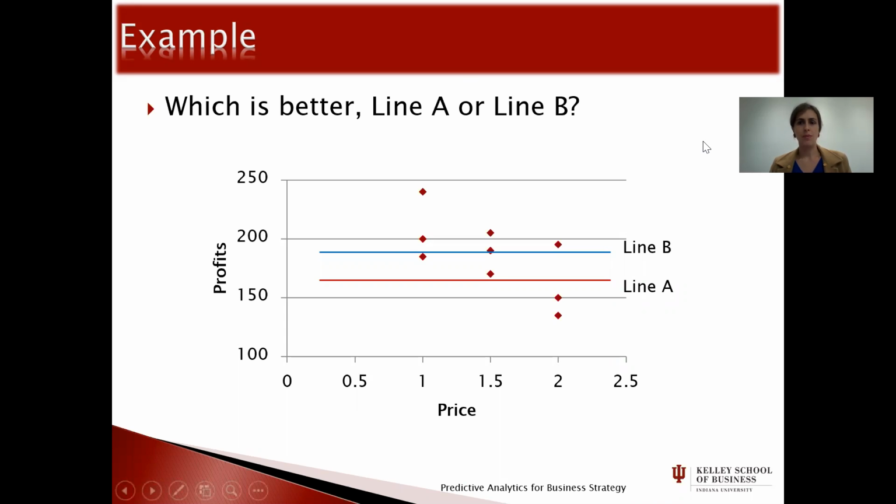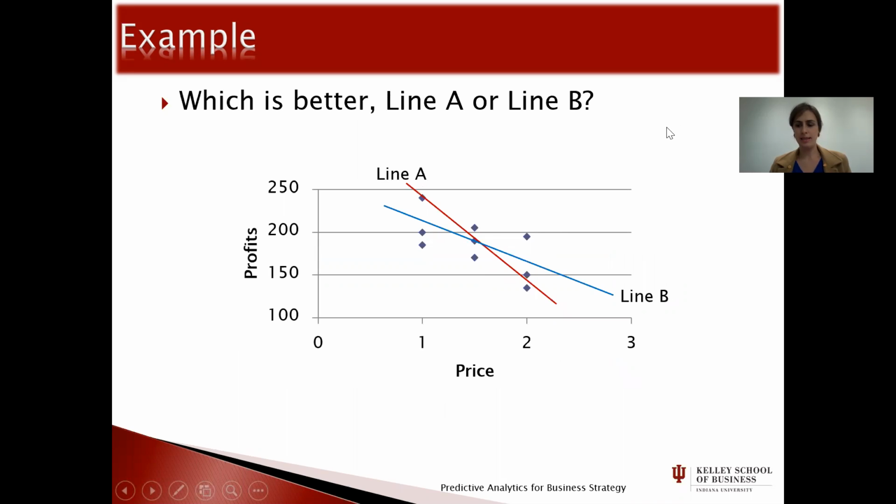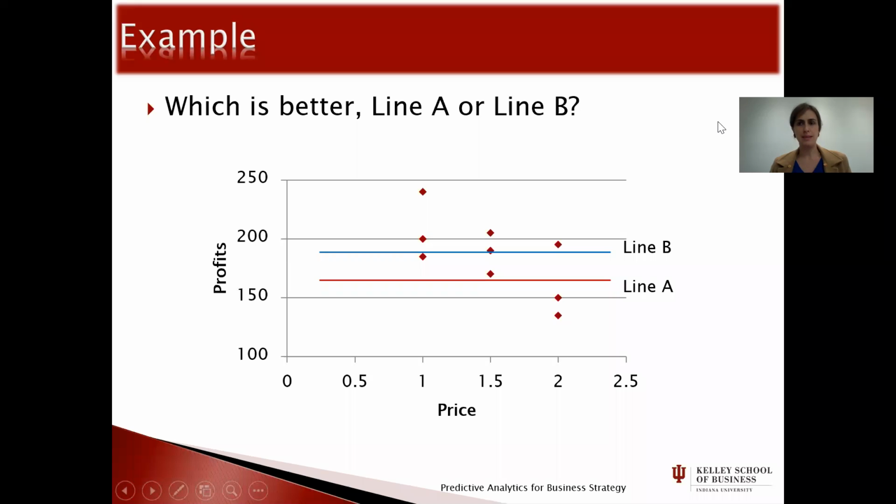Line B. That's exactly right. Why is that the case? Looking at this example, many of you answered line B, and we can see that line A systematically underestimates the data, as opposed to line B, in which the mistakes are more well balanced, right? So line B better satisfies the first moment condition. Let's see the second example.